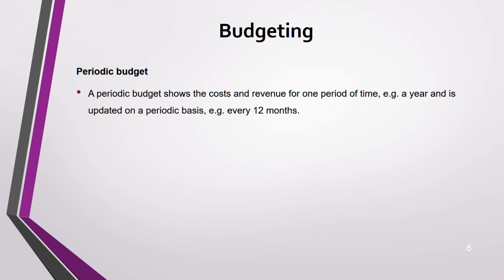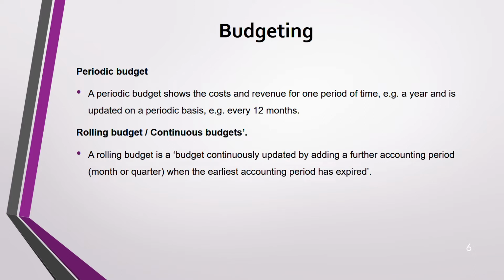But this is a little bit outdated now, it has an issue. So that's why we came to rolling budget, or another word is continuous budget. How is this different from periodic budget? They add another accounting period to the previous ones. They can add a month or a quarter. A quarter means adding 3 months. If the earliest accounting period has expired, they add another one. So they do not have to wait exactly 12 months to update.